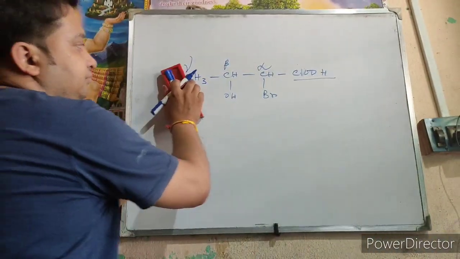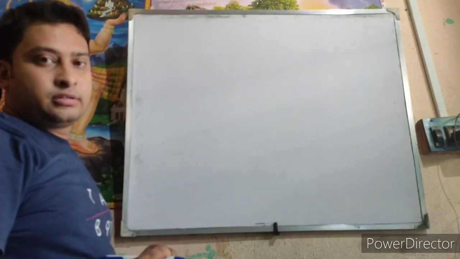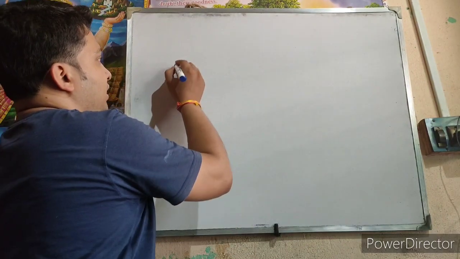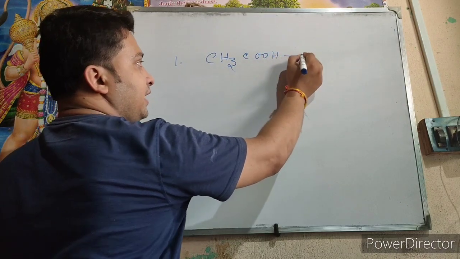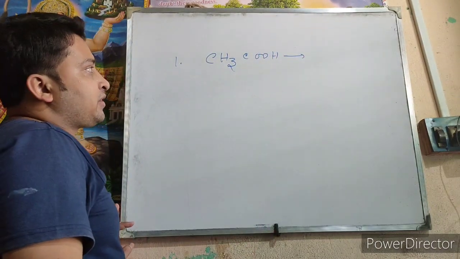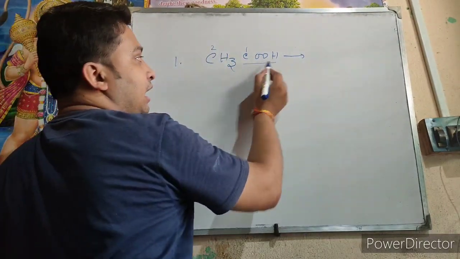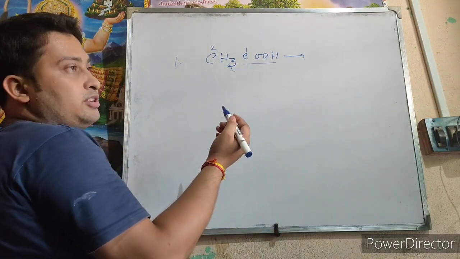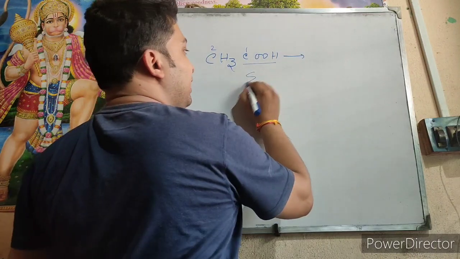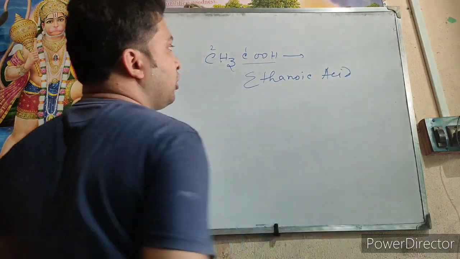And now let's take some examples of IUPAC nomenclature. So firstly, CH3COOH, it's very essential, as everybody knows. As the number of carbon is 2, so this is called eth, and this is carboxylic acid, that means weak acid. So ethane 1 oic acid, you can say ethanoic acid. So this is ethanoic acid.